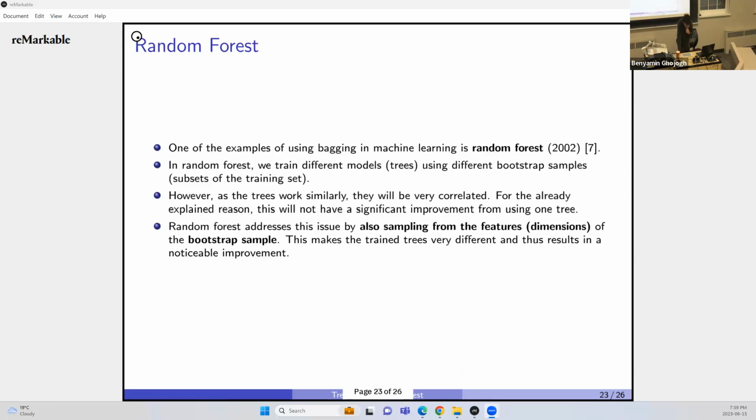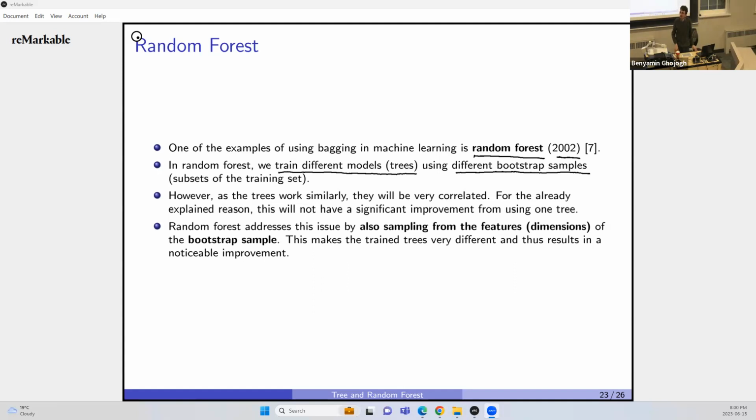Okay, one of the examples of using bagging in machine learning is random forest, proposed in 2002. In random forest, we train different models, here trees. So the models in random forest are the trees, right? Using different bootstrap samples. We talked about how in bagging, we have different bootstrap samples, right? By the way, why do they call this forest? Because a forest contains trees, and in random forest, the models are trees. So that's why they call it forest.